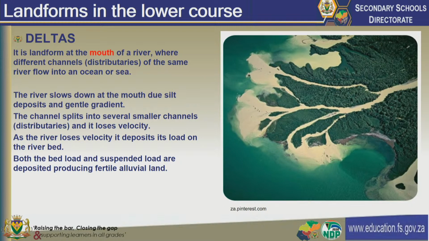Now, the river slows down as it flows into the ocean due to silt deposits and the gentle gradient. The channel splits into several smaller channels and loses its velocity. As the river loses velocity, the load is deposited on the river bed. Both the bed load and suspended load are deposited, producing fertile alluvial land. Now you have fertile land along these deltas.